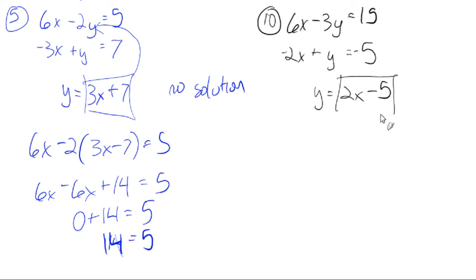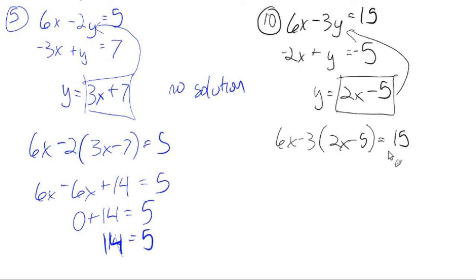And we're going to take this and put it not back into the equation we just used, but the other one. 6x minus 3 times our substitution for y, which is 2x minus 5, equals 15. Okay. So we keep it going. 6x, negative 3 times 2x is negative 6x. Negative 3 times negative 5 is positive 15.